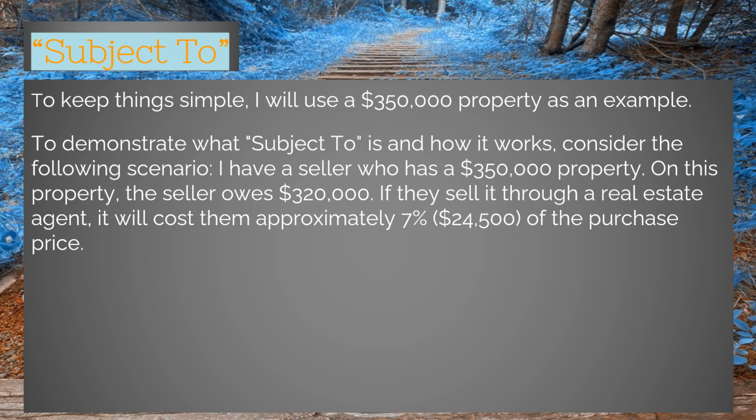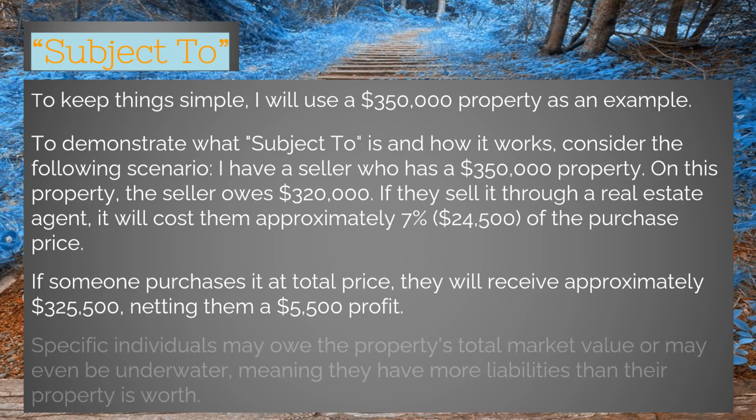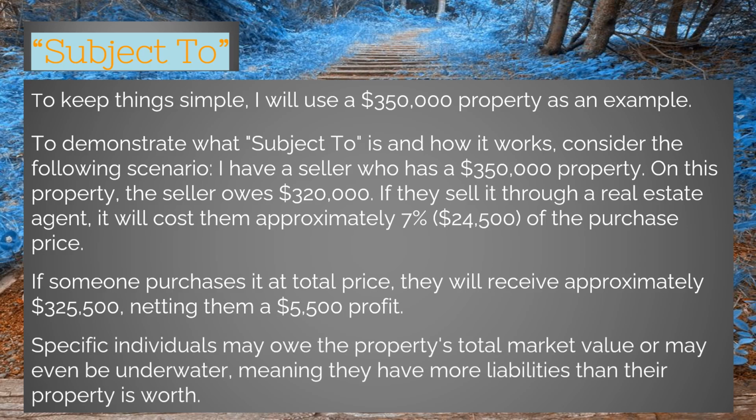That's $24,500 of the purchase price. If the seller sells for the total price of $350,000 minus the $24,500, it leaves him approximately $325,500, netting him a profit of $5,500 after paying what he owes, which is $320,000. Specific individuals may owe the total value of the property, and some may even be underwater, meaning that they have more liability than their property is worth.